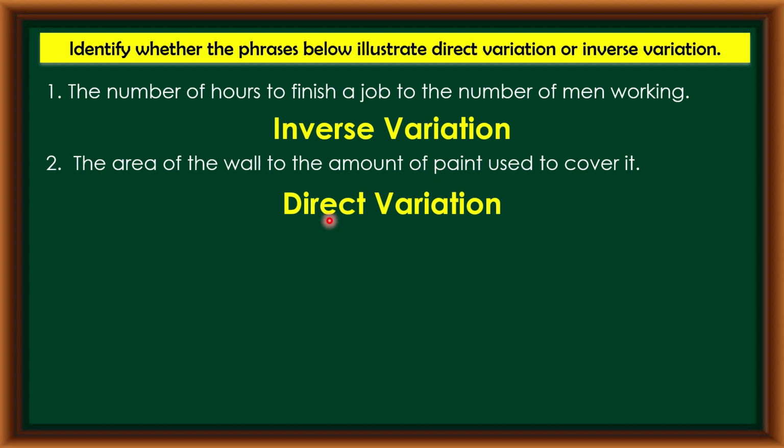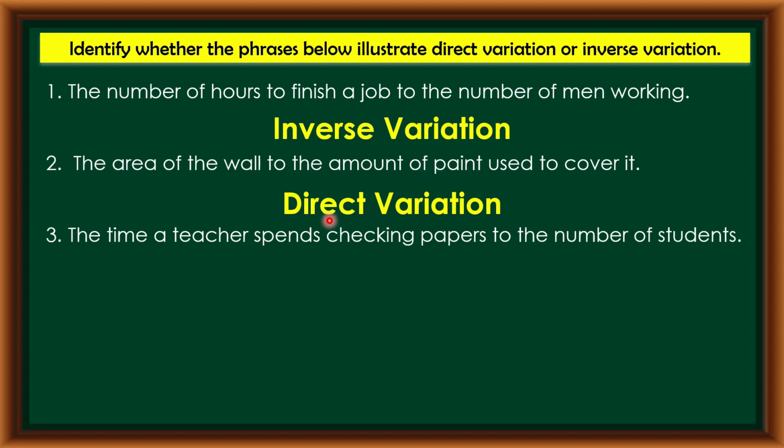Let us have the third one. The time a teacher spends checking papers to the number of students. Yes, this one is an example of direct variation. Why? Because the more students, the longer time the teacher needs to spend checking the papers, while the fewer the students, the shorter the time the teacher needs to spend checking the papers. That's why it is a direct variation.